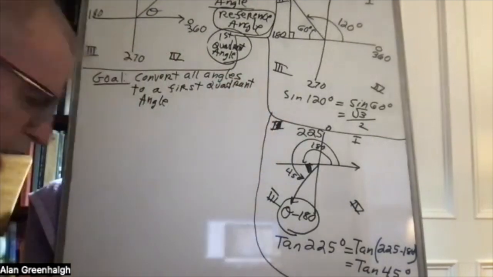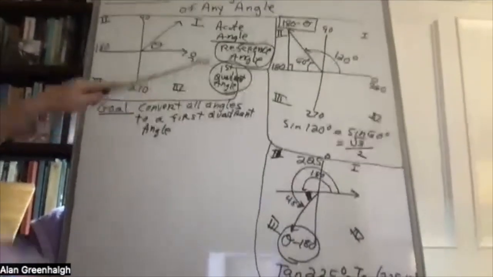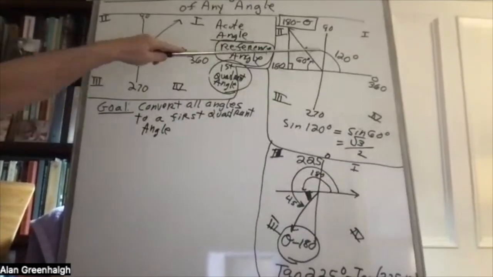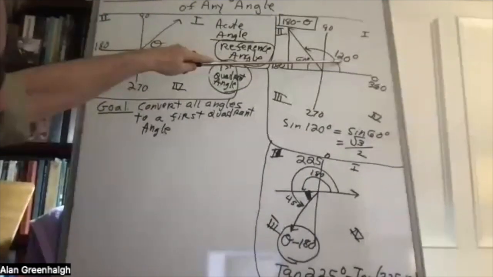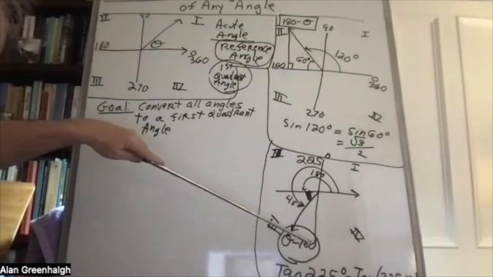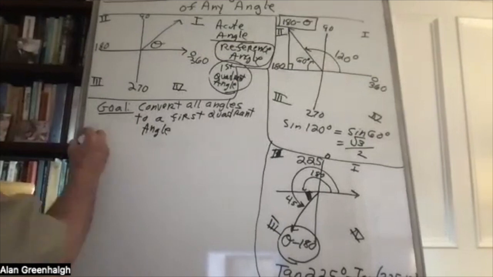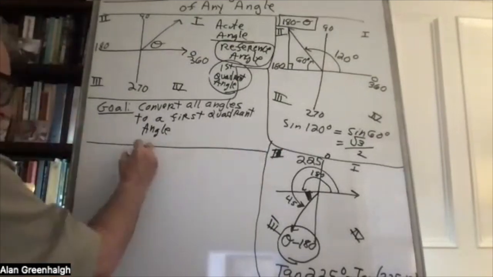So in the first quadrant, it's just whatever it happens to be. In the second quadrant, it's going to be 180 minus the angle that's given. And in the third quadrant, it's going to be the angle minus 180. Okay? And now let's look at the fourth quadrant.